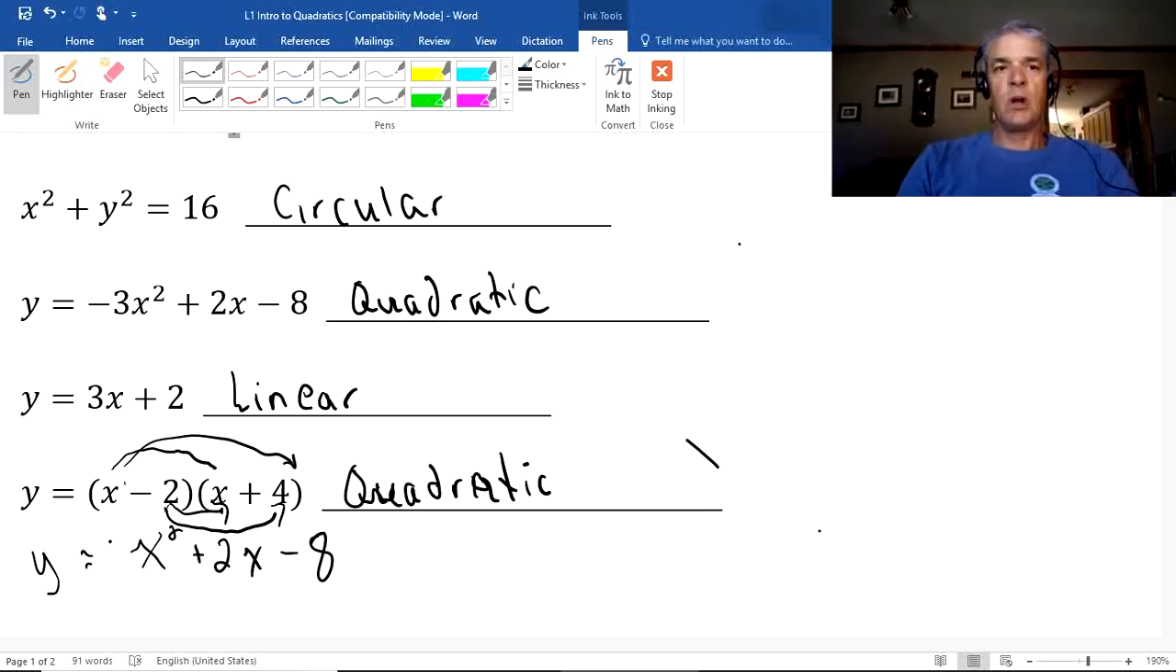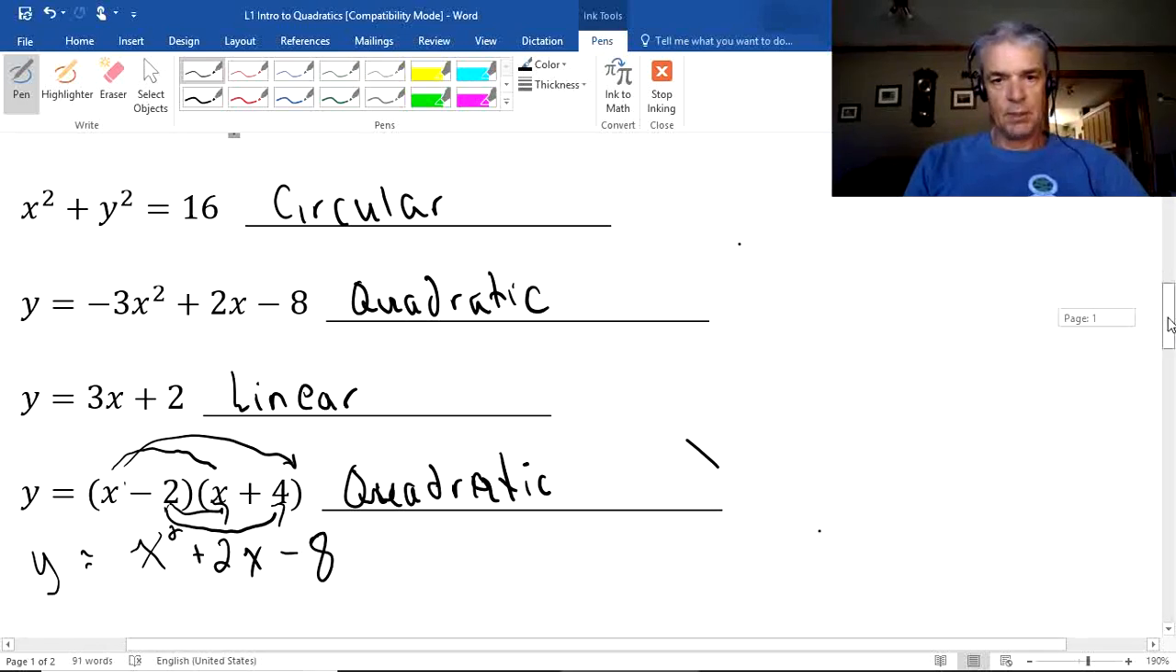And I'm going to be honest, we don't use any other letters. I'm not going to use a's or z's or anything like that. It's always going to be y, and it's always going to be the x that is squared, okay? That's just to keep things simple.